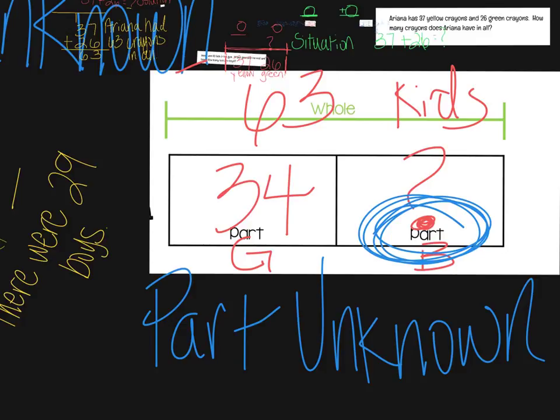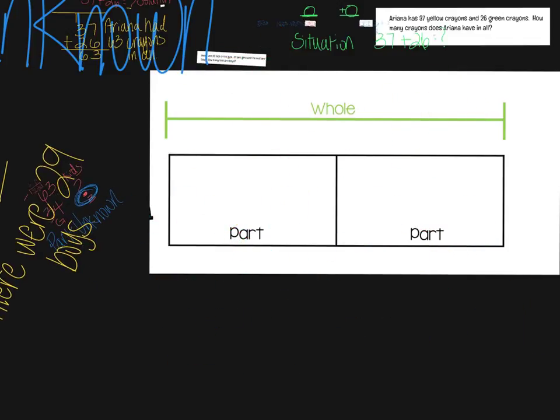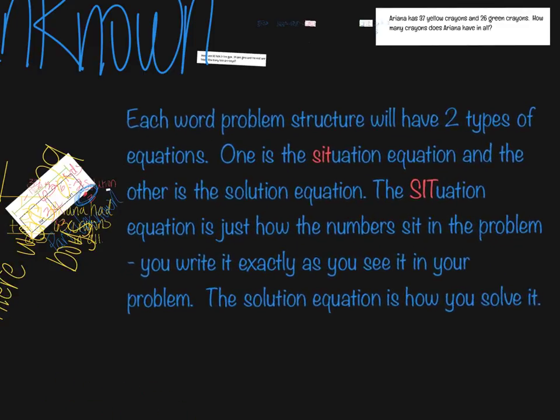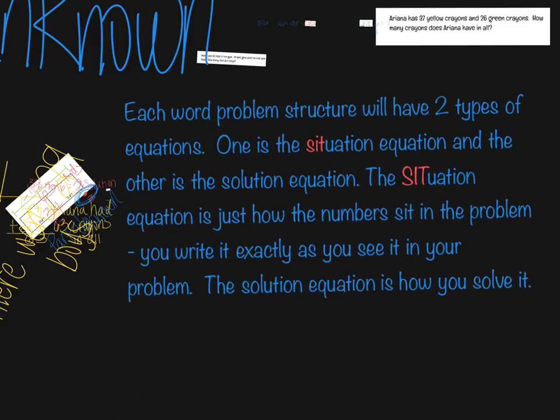We also learned that there are 2 equations in a part whole. Who remembers what they are? Good. Yes. We have a situation equation, and that's how the numbers sit in your word problem. And we have a solution equation, and that's just how you solve it. So we have our 2 equations for each word problem structure.